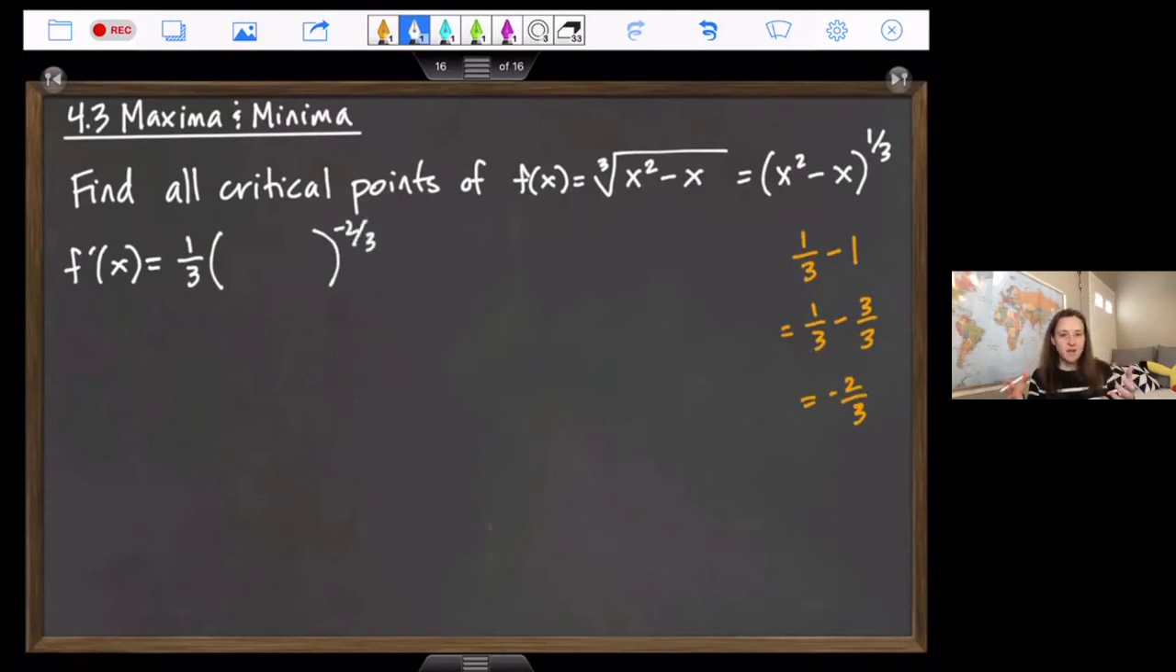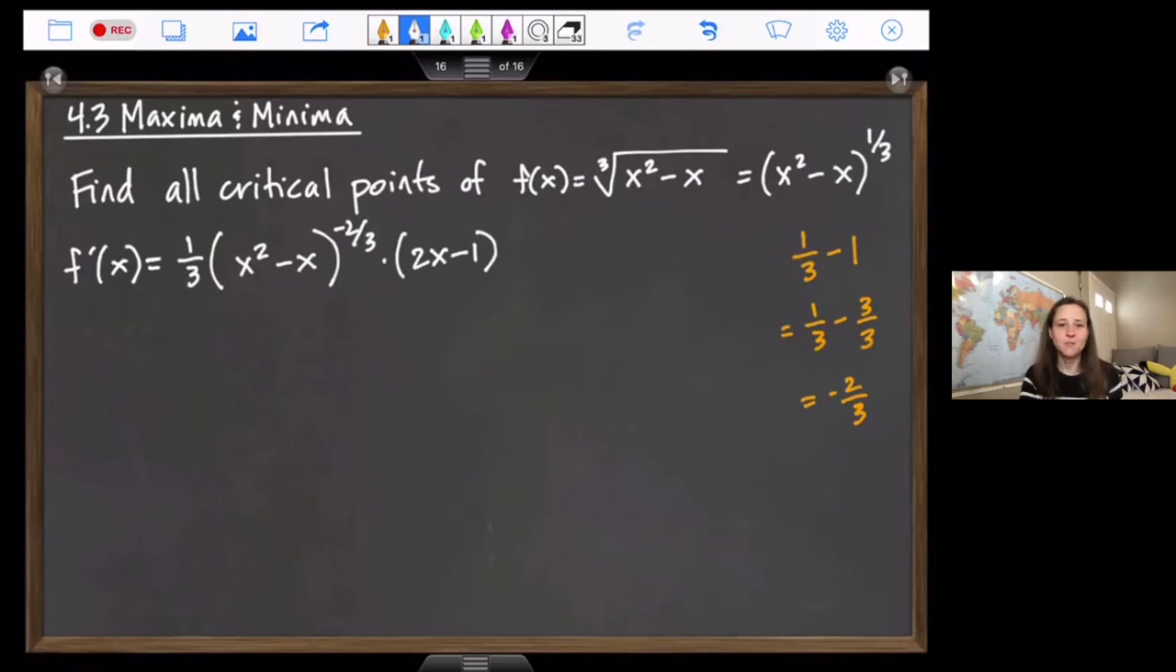So that's the derivative of the outside function. Leave the inside function alone. So leave the x squared minus x alone. Then we multiply by the derivative of the inside function. So the derivative of x squared minus x is 2x minus 1. All right, and so I need to set that mess equal to 0 or figure out where it's undefined.